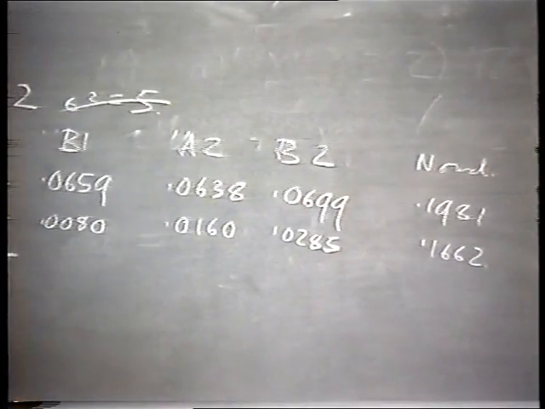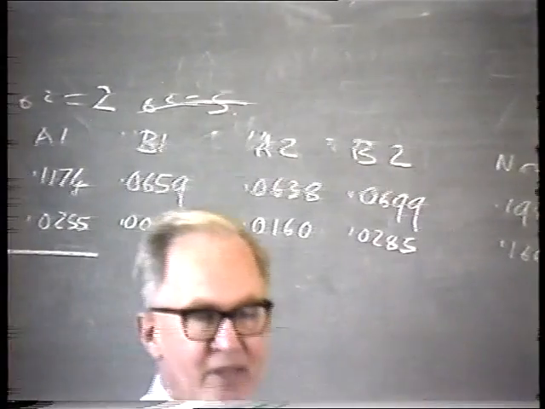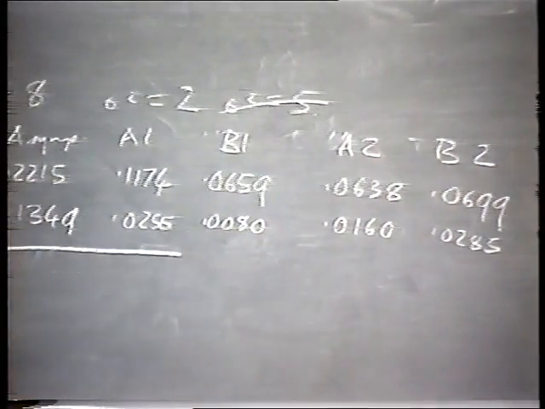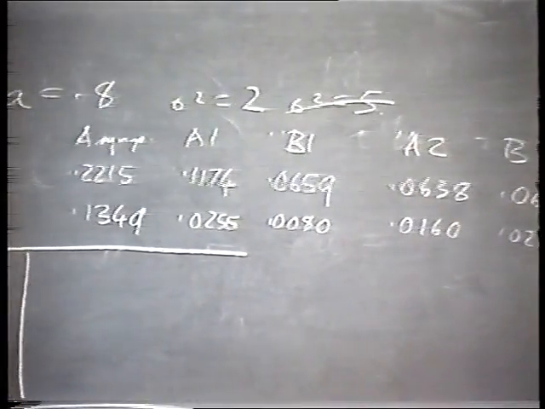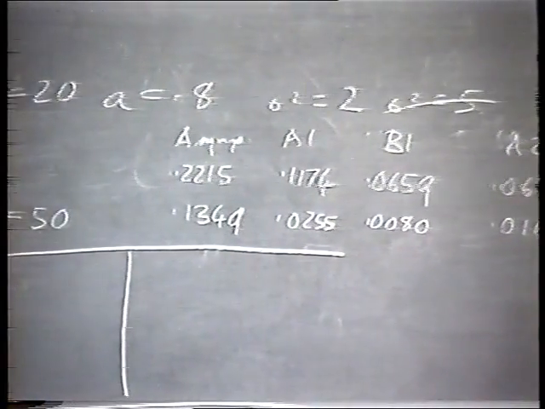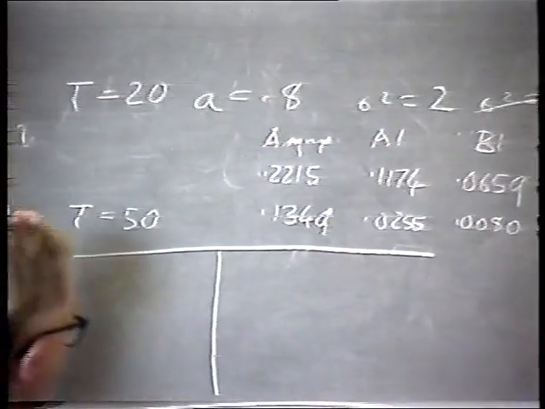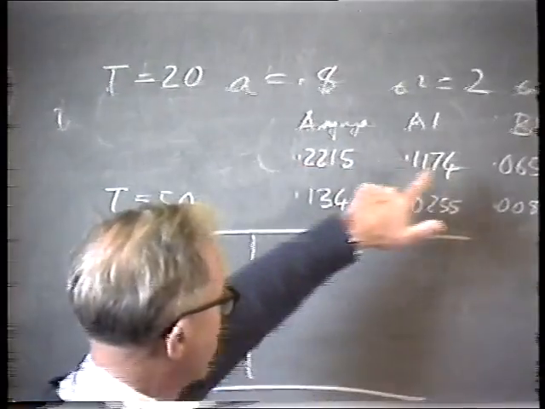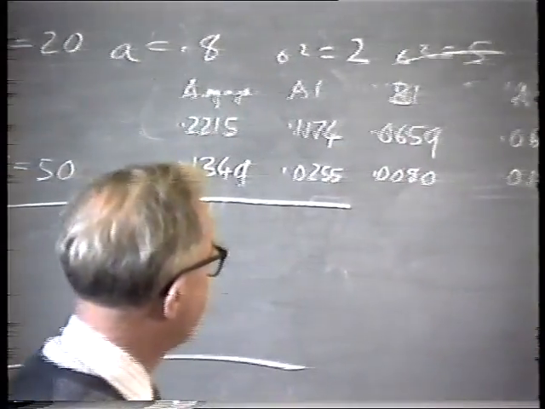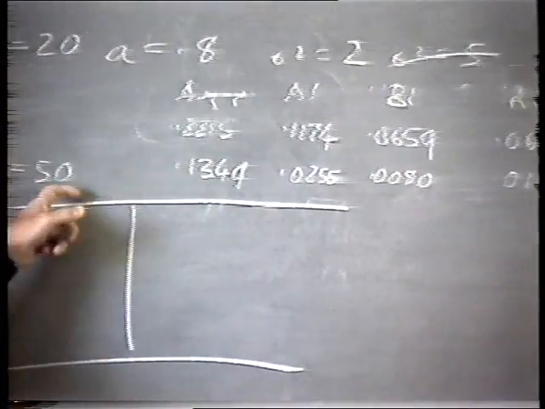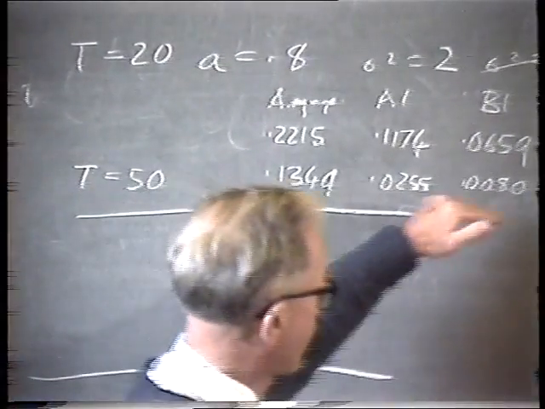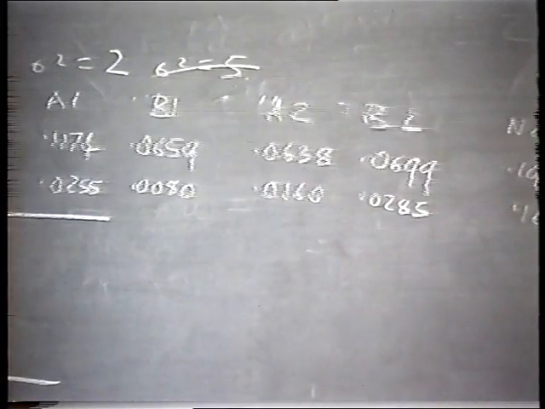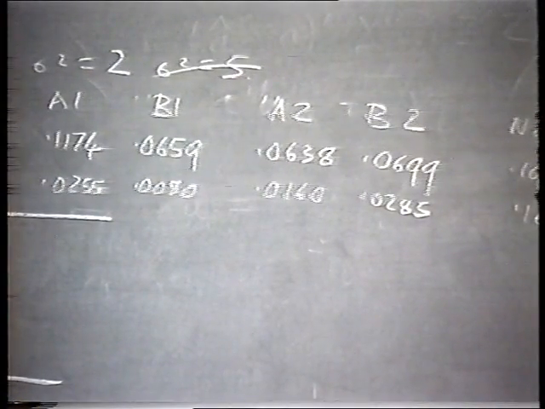In fact, B1 often did turn out to be quite a good approximation, about as good as the A2 and the B2. Not always, but quite often. Well, that gives you some idea that if you've only got a T equals 20 size, perhaps it's not worthwhile looking at anything except B1, but that for T equals 50, then A2, B2 come within the range of useful approximations.